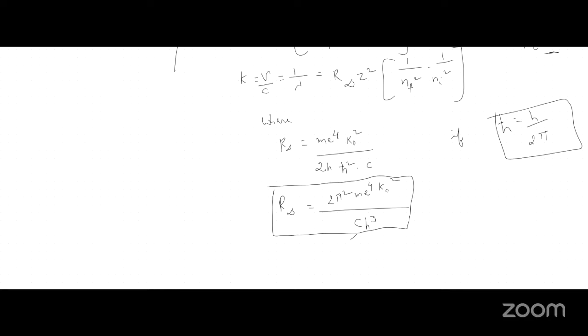And the total formula is, what is the final formula? Final formula is k equal to 1 by lambda equals R infinity Z square times 1 by nf final state square minus 1 by ni square. Up to here is the Bohr atomic model. Whatever things we discussed up to here is the Bohr atomic model.